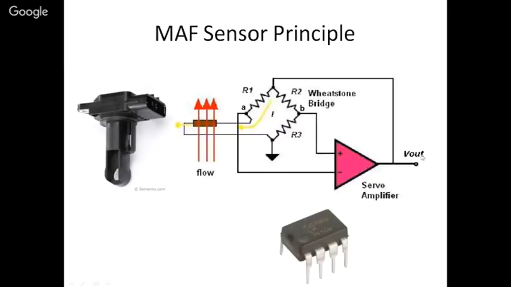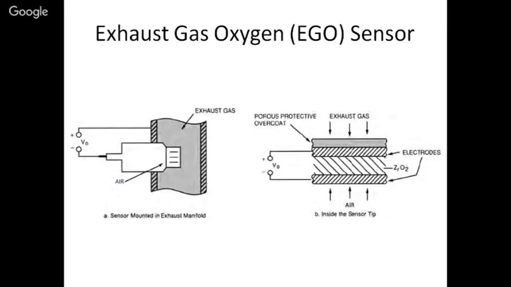So the basic thing of an amplifier is it amplifies voltage by the order of 10,000, 1 lakh, like that. So if there is a voltage, say in millivolt, you can take it to 5 volt, 10 volt. Okay. Then we have a very important sensor, exhaust gas oxygen sensor.